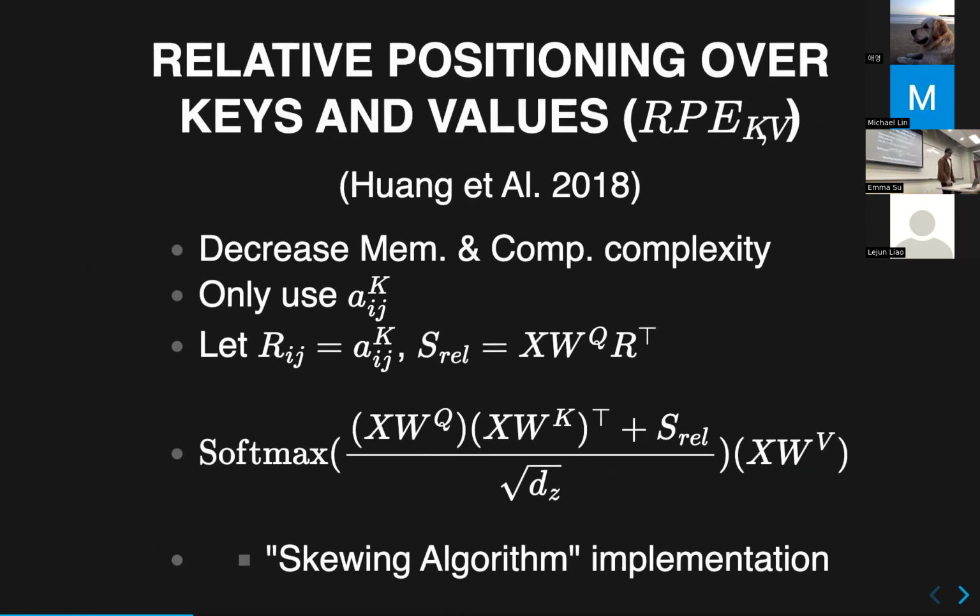So Huang and his team devised a better iteration on it. The main thing is that it's a lot less computationally and memory expensive, but the overall behavior is very similar, where they only use the key vector, so it's only this direction, and it still maintains similar results or most of the results.